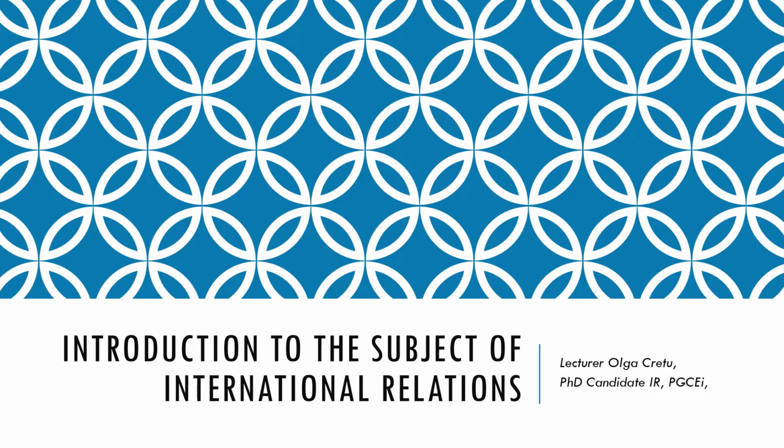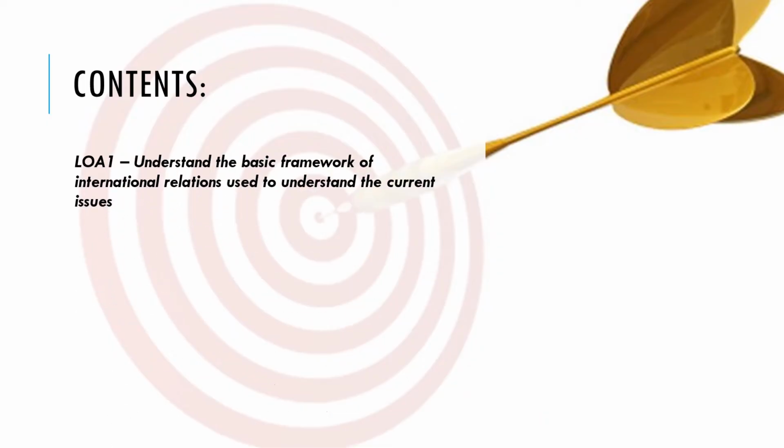So today we're going to speak about what international relations is and what the main components of it are. We are going to take the learning objective A1: understand the basic framework of international relations used to understand the current issues. We're going to go through some definitions, or else you will have to note down the definitions as you go through the worksheet assigned to this particular slide.